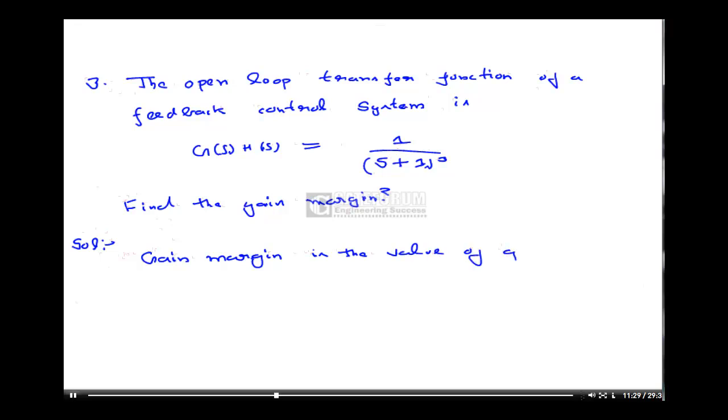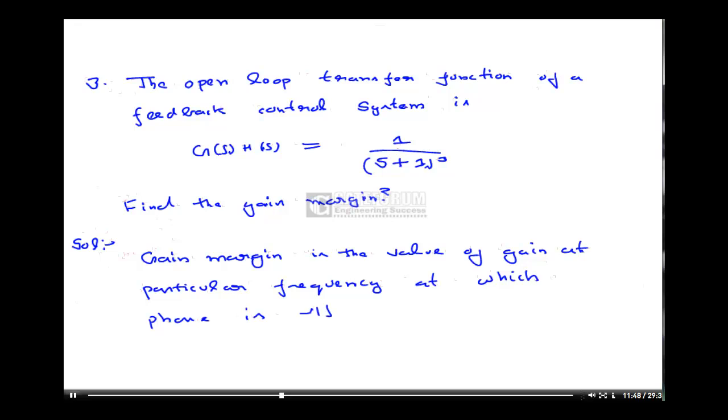The value of gain at a particular frequency at which phase is minus 180 degree. This value of gain, how much it is about the 0 dB, that is the gain margin. Okay, so at the frequency at which the phase is minus 180 degree, at that particular frequency if I find my gain, that will be the gain margin.